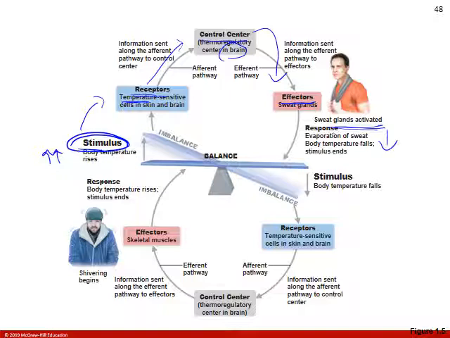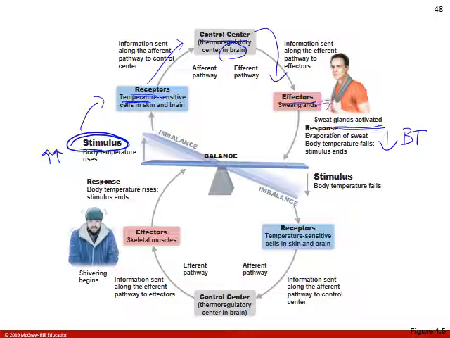This is going to drop your body temperature. Why? So this is kind of what we need to start doing when we learn anatomy and physiology. It's not just memorizing stimulus, receptor, control center, effector, body temperature goes back down. Why does it do this?